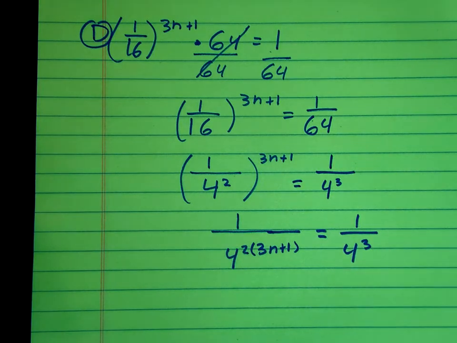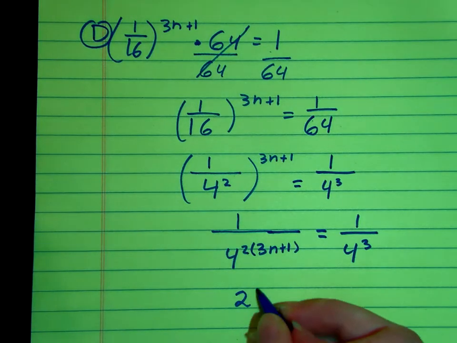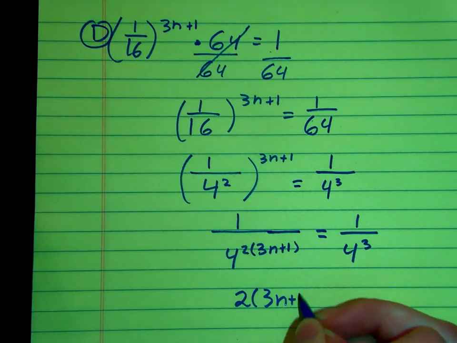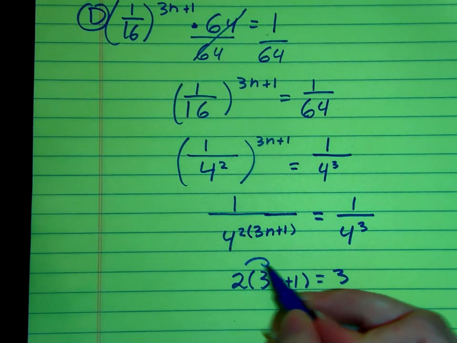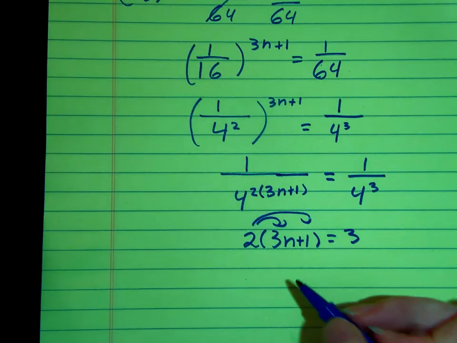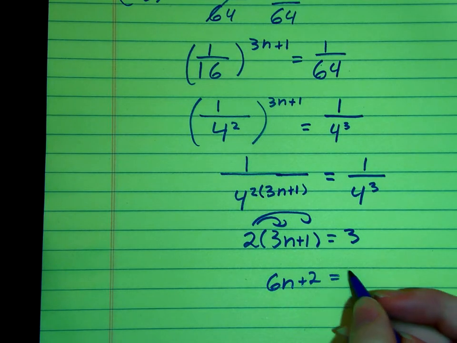Now I can work with this easier. I've got a common base of 4. They just both happen to be underneath a 1. That's fine. And I can go ahead and set their exponents equal. So I know 2 times parentheses 3n plus 1 equals 3. Go ahead and distribute. So I get 6n plus 2 equals 3.